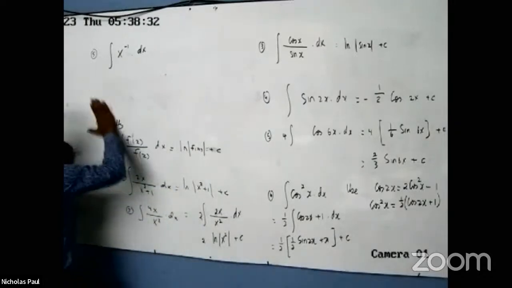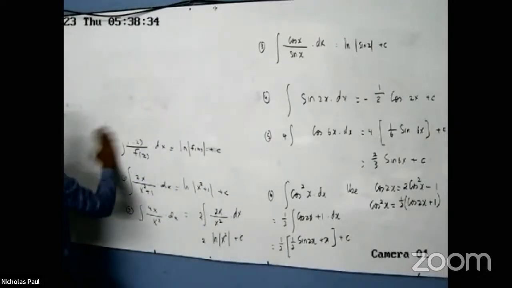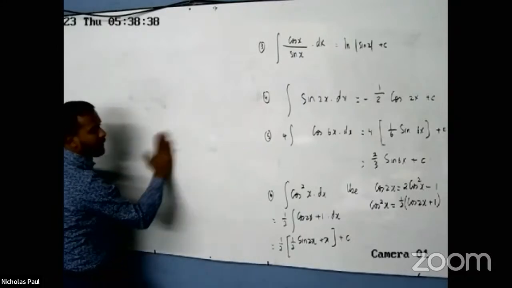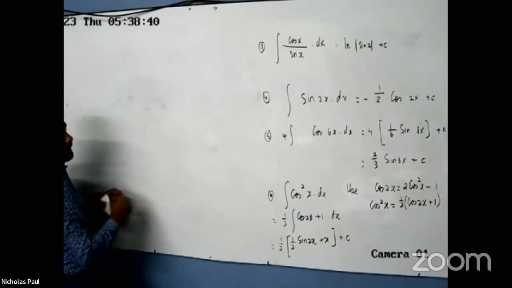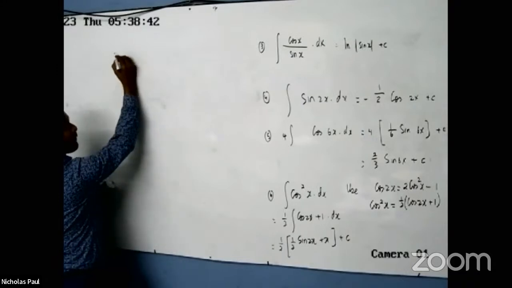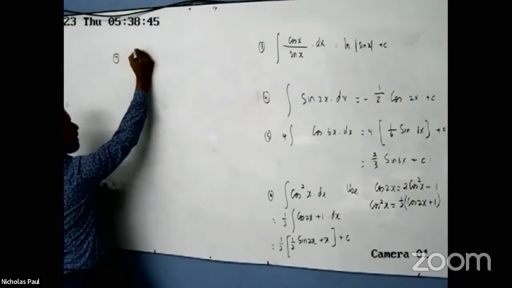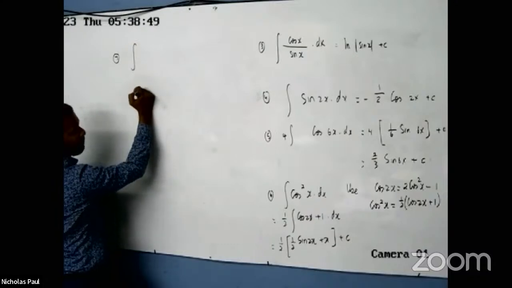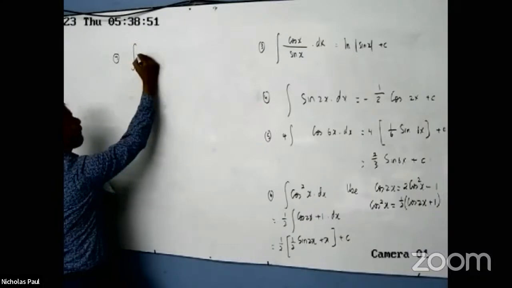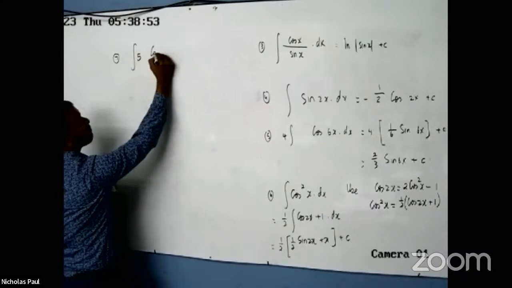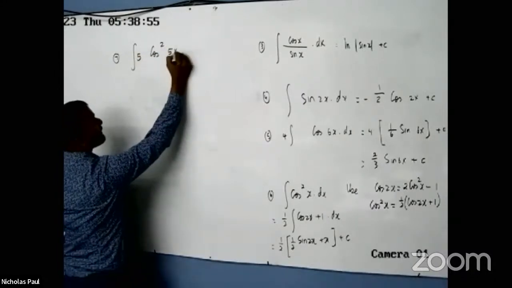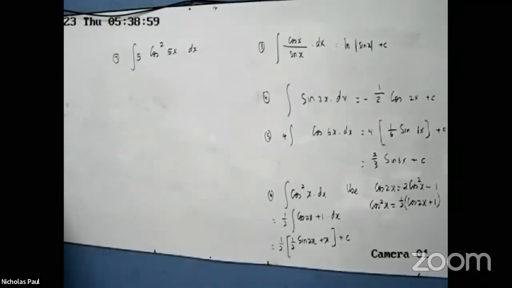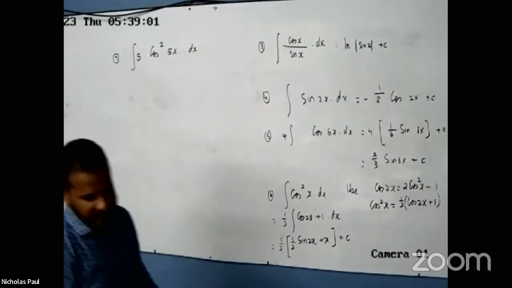You have to remember your identity. I'll make it easier. I won't give you sine squared, since you probably can't remember sine squared. So I'll give you cos squared. Here's what I would like: 5 cos squared 5x. I want you to integrate that. Try and integrate that for me.